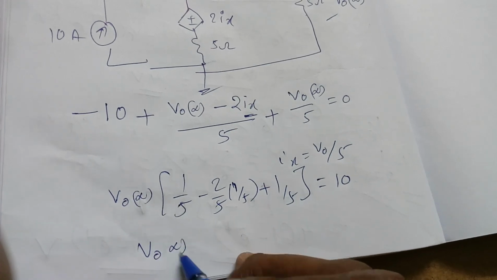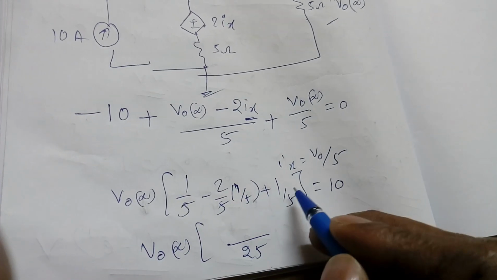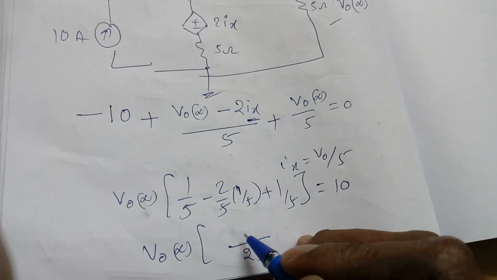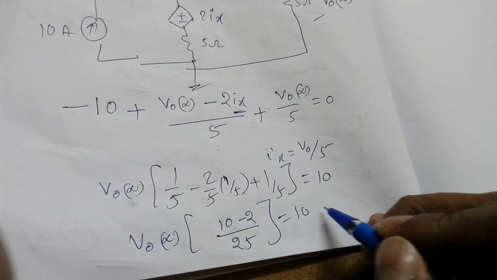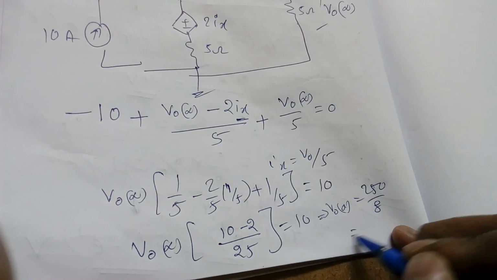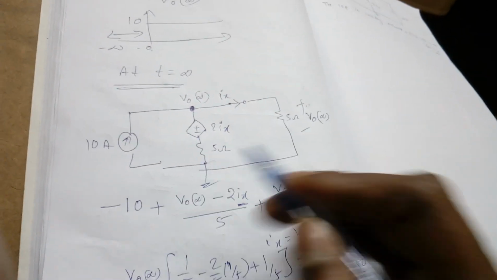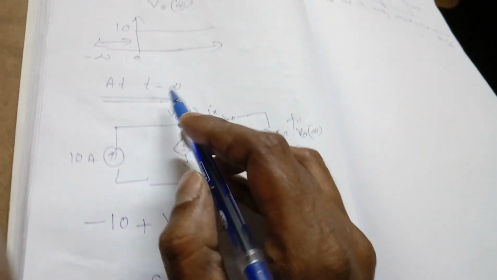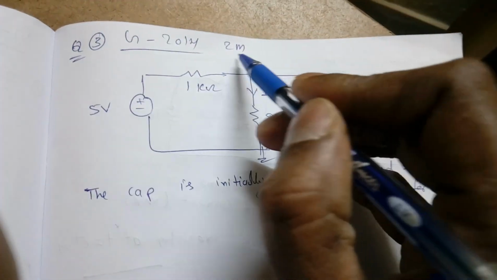So what is V naught of infinity? So 1 by 5, 1 by 5, 2 by 5. So 10 minus 2 is equal to 10. So what is the V naught of infinity? It's nothing but 250 by 8. So if you solve, we will get 13.25 volts. Simple nodal analysis, if you use, and at t equal to infinity how the inductor behaves, then we can solve easily. Next one is GATE 2004, again 2 marks.